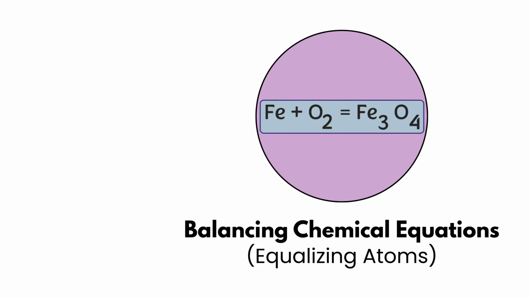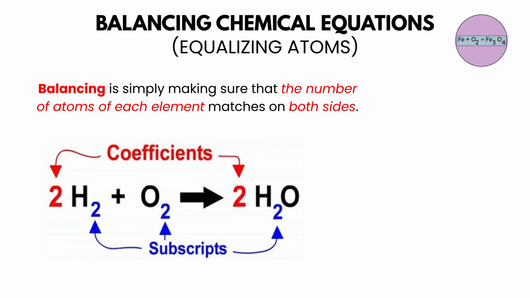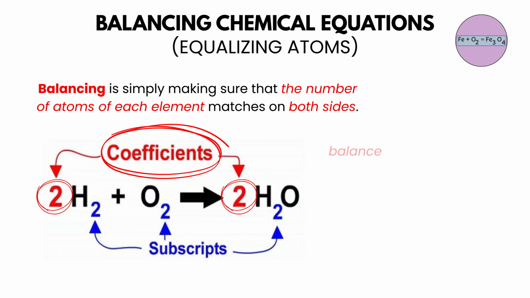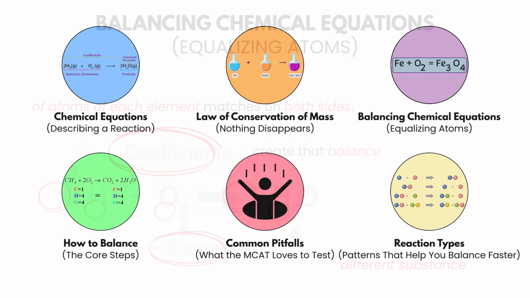Balancing chemical equations: equalizing atoms. Balancing is simply making sure that the number of atoms of each element matches on both sides. You adjust coefficients, the numbers in front of each compound, to create that balance. Subscripts never change. Changing them would turn one compound into a completely different substance, and the MCAT expects you to recognize that mistake instantly.